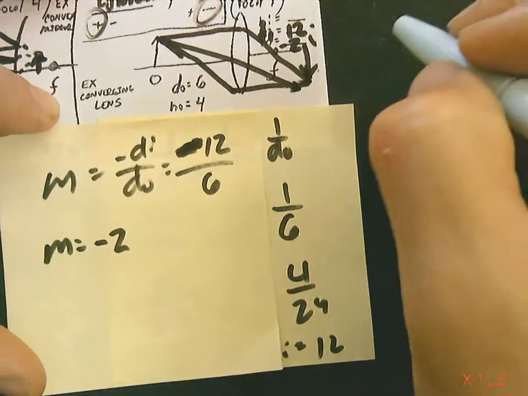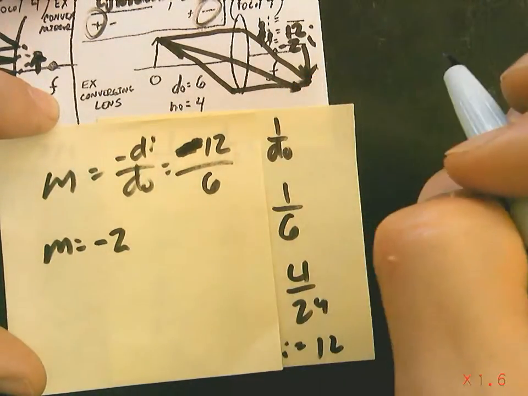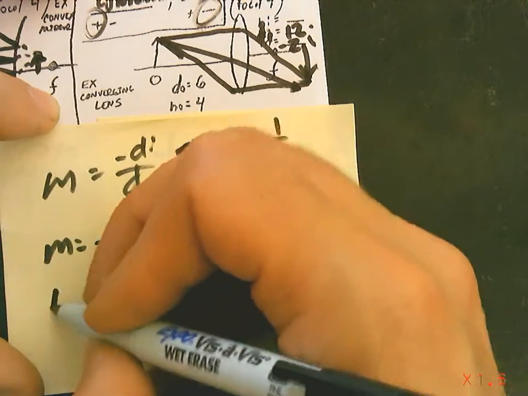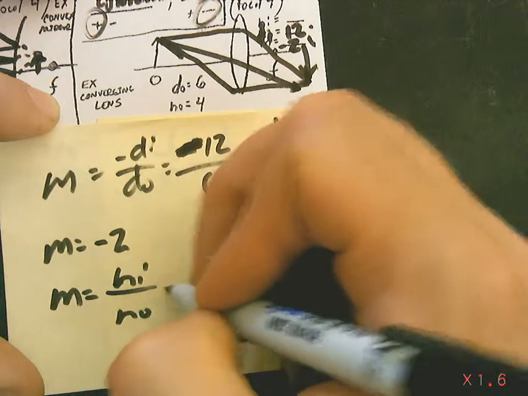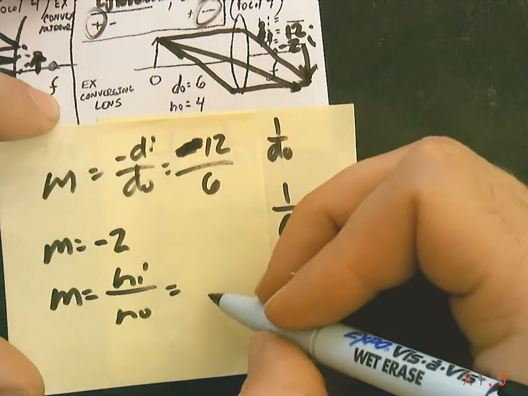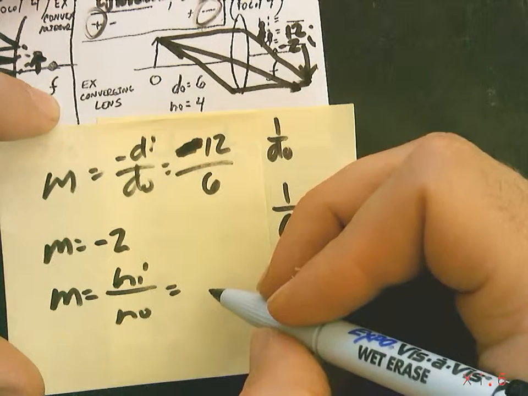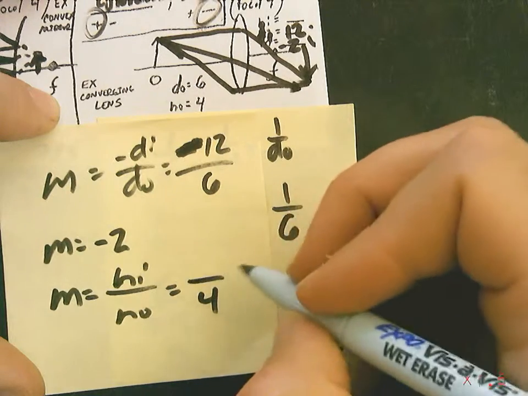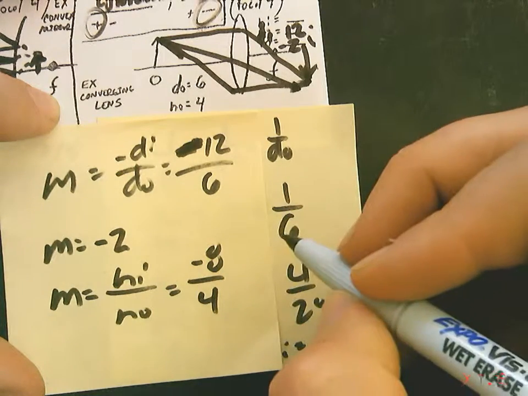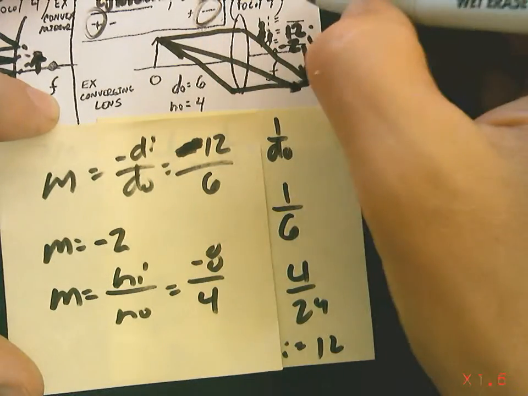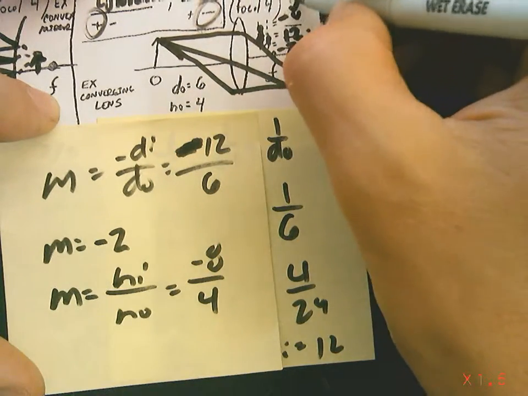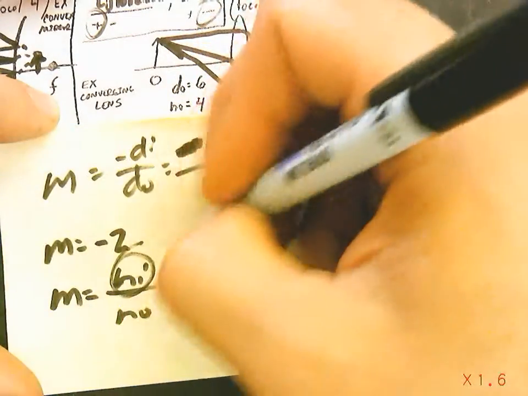And then we have to solve for the last thing, which is the height of the image. So magnification also equals hi over ho. Put in the height of my object, which was 4. 4 times negative 2 is negative 8. So that's the height of the image, negative 8.